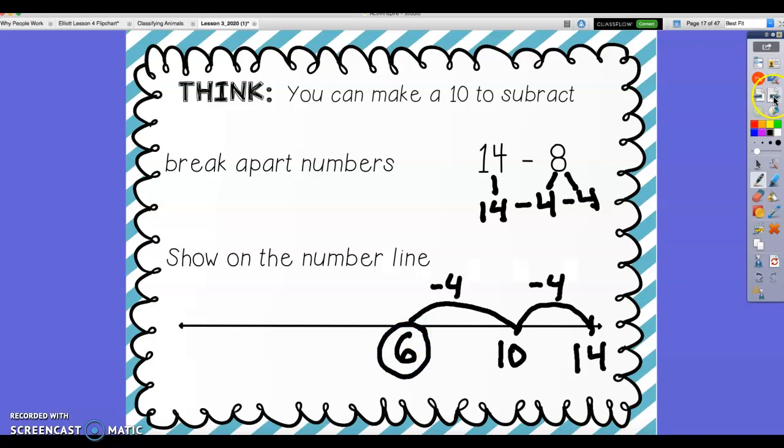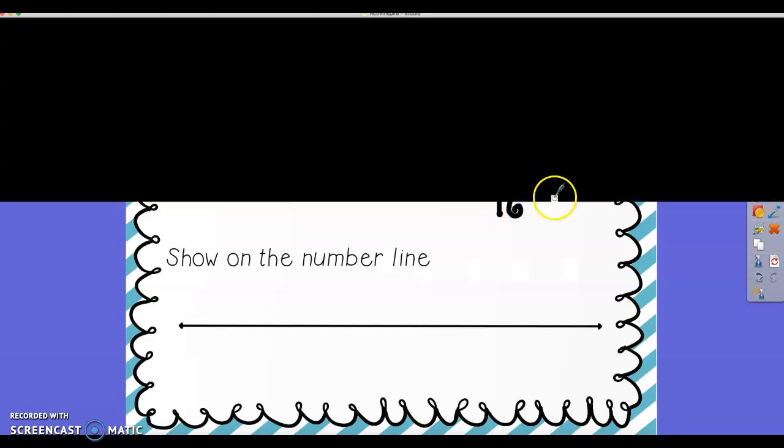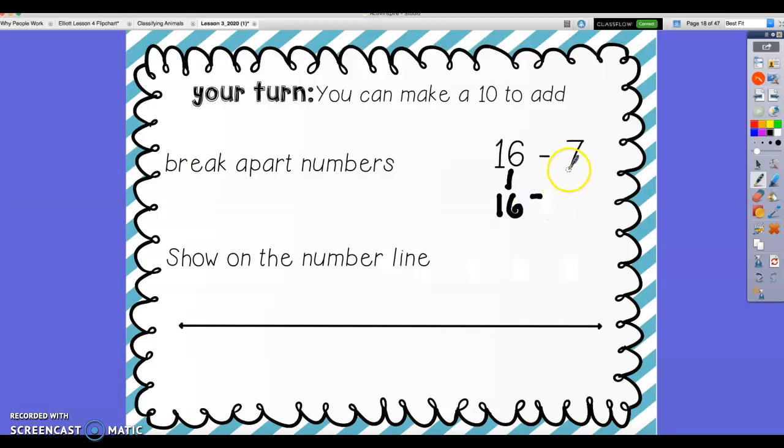All right, I want you to try to do this problem on your own. I'll get you started by breaking apart the numbers since that's kind of the most difficult part. So I'm going to bring down 16. And then I'm going to break apart the 7 into 6 and 1. Remember to start here, and you're going to do the rest on your own on the number line. Pause while you are working.